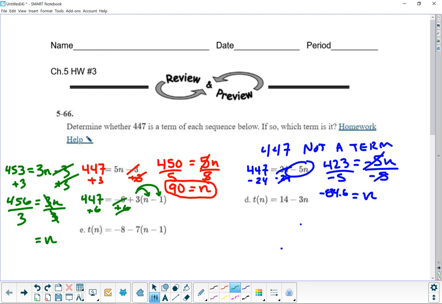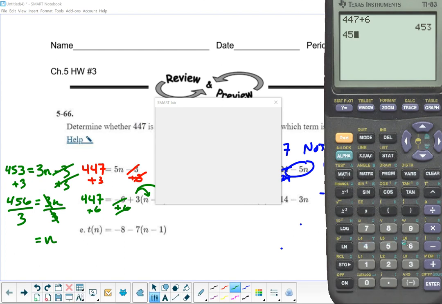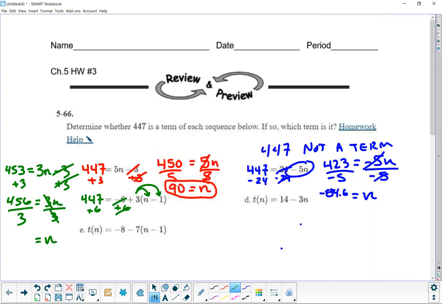And we get n equals, and we'll see what happens. So 456 divided by 3. If it goes in evenly, that means it's the 152nd term. So n equals 152. So it does go: 447 is a term, and it is the 152nd term.